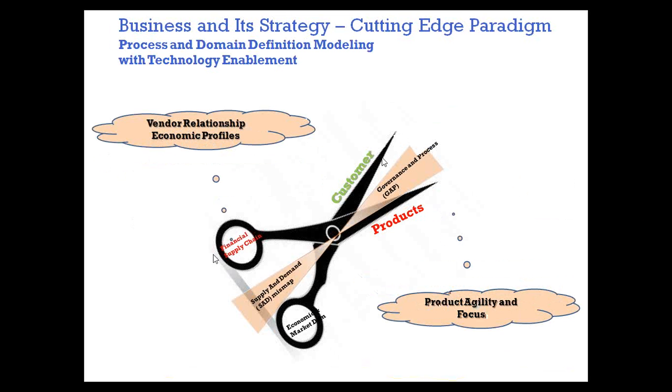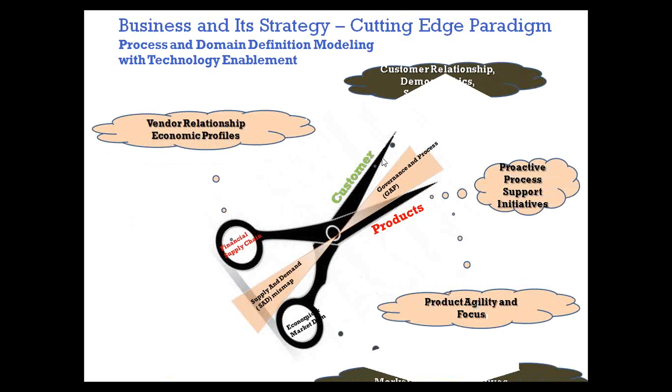Now, if you look at the loops, the supply chain is all about vendor relationship, economic profiles, the products is about product agility and focus, whereas the customer one is more in terms of the customer relationship, demography, segmentation definition, market strategy initiative, geographical presence. But beside all that, what needs to be done is to reduce your gap and the supply and demand mismatch. What does it mean? You must have effective governance processes and supply and demand mismatch reduced so that these two loops can bring together the lever together.